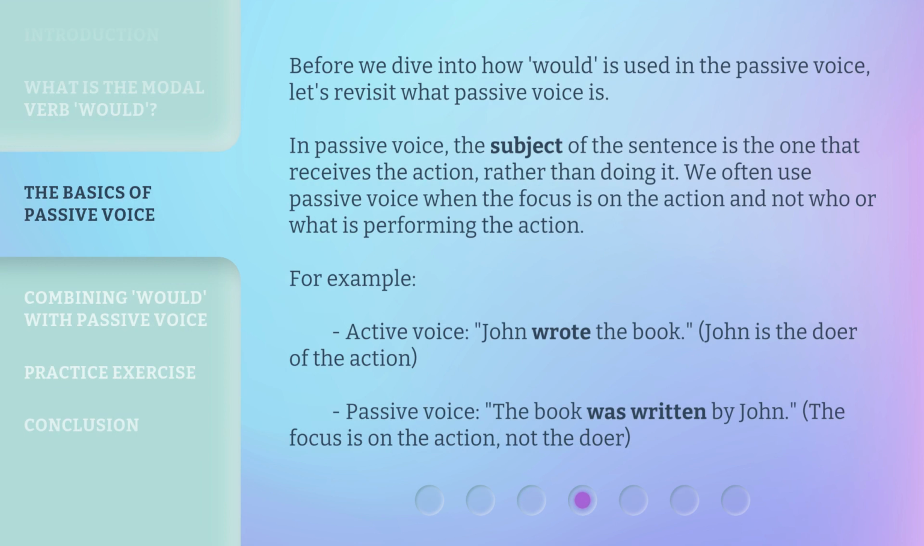Before we dive into how would is used in the passive voice, let's revisit what passive voice is. In passive voice, the subject of the sentence is the one that receives the action, rather than doing it. We often use passive voice when the focus is on the action and not who or what is performing the action. For example, active voice: John wrote the book. John is the doer of the action. Passive voice: The book was written by John. The focus is on the action, not the doer.